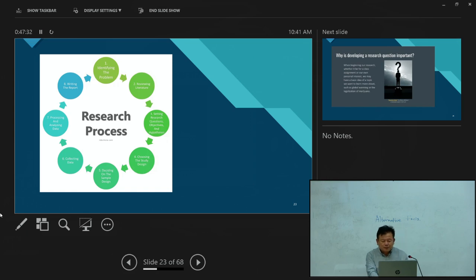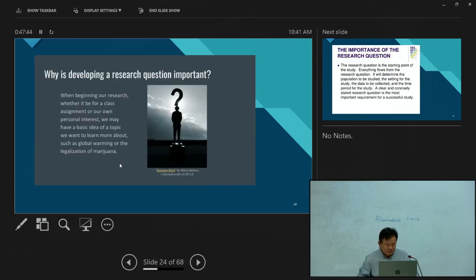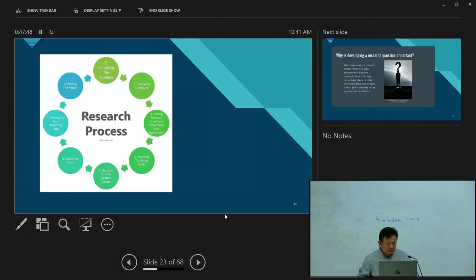And the research process. And then we can decide the focus, the questionnaire, and how we can process the research.